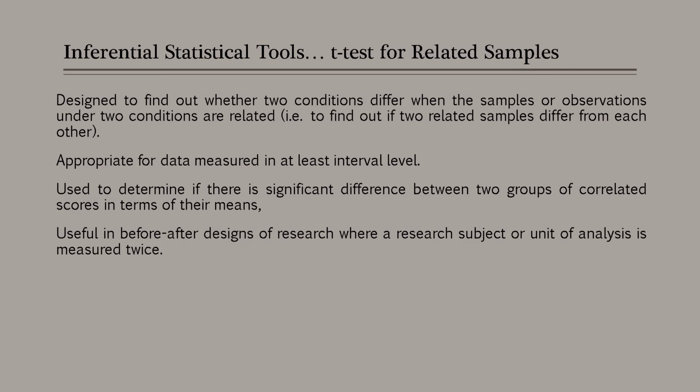The t-test is designed to find out whether 2 conditions differ when the samples or observations under 2 conditions are related. That is, to find out if 2 related samples differ from each other. It is appropriate for data measured in at least interval level. It is used to determine if there is significant difference between 2 groups of correlated scores in terms of their means. It is useful for before-after designs of research, where a research subject or unit of analysis is measured twice.